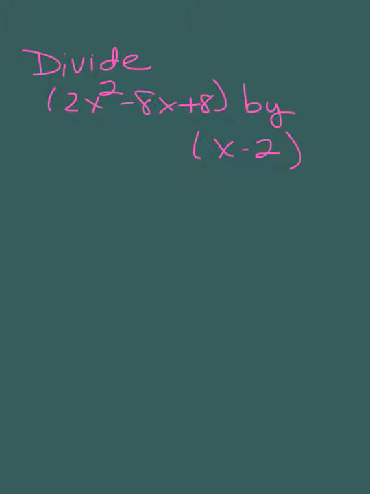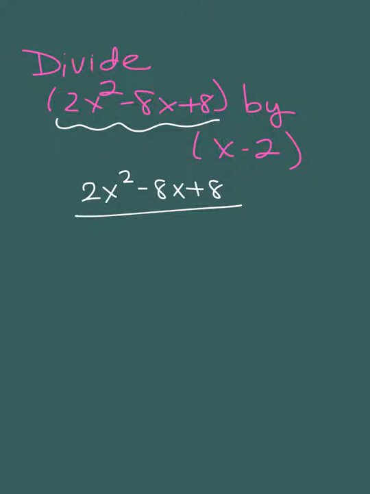Now for our final problem for this lesson, we have divide the quantity of 2x squared minus 8x plus 8 by the quantity of x minus 2. So we just need to set this up correctly. So the first polynomial I'm talking about, that's going to be my numerator. So I'm just going to rewrite that 2x squared minus 8x plus 8. I want to divide it by x minus 2, so that becomes my denominator.